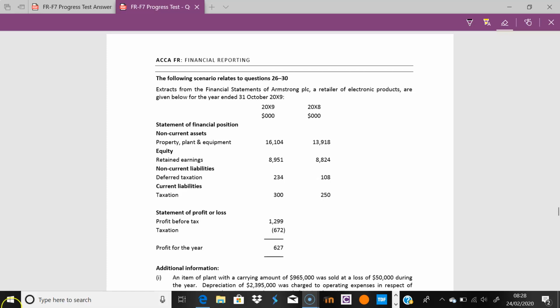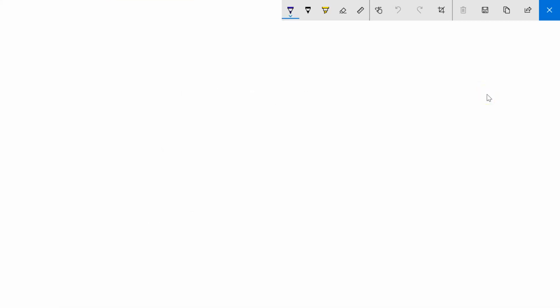So I'm going to go to a blank screen. I think you need to keep this alive so you can flick through and see what's going on, and then I'll just put the numbers in as we see them. I literally just need to create T accounts for everything. That's really the only way I'm going to make sure I don't lose anything.